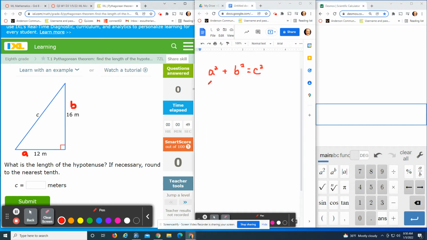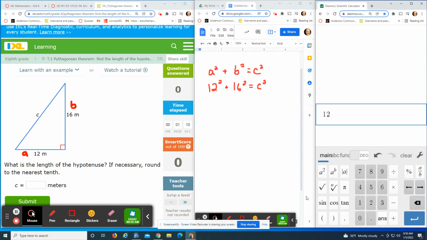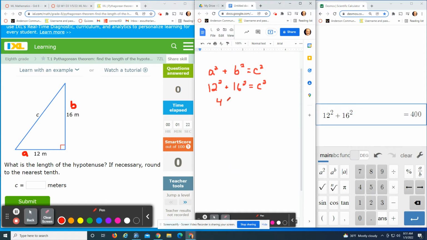So you set the problem up as 12 squared plus 16 squared. It's equal to C squared. You enter this into the calculator. So 12 squared plus 16 squared. And you can see that it equals 400. It's still equal to C squared. That doesn't change.